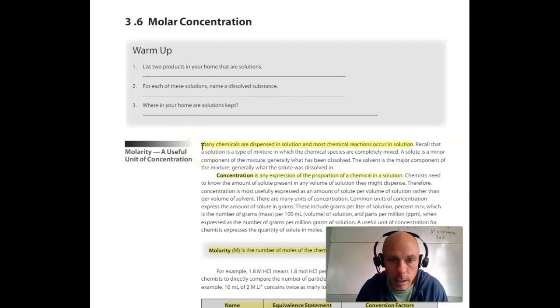This first sentence here suggests that many chemicals are dispensed in solution, and most chemical reactions occur in solution. And having done lots of chemistry in my life, I would agree. The majority of the reactions that I've done, or that we do for you, take place in solution. It goes on to say that concentration in general, not necessarily molar concentration, is any expression of the proportion of a chemical in a solution. And we're going to be talking about molar concentration today, which has its own specific definition.